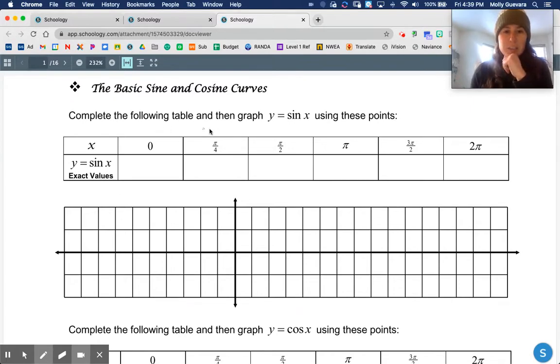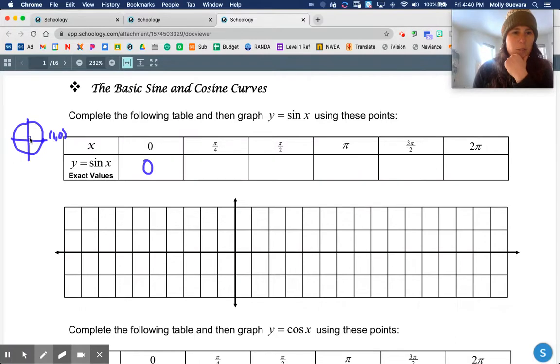Okay, so what we're going to do is complete this table, and then we're just going to plot those points. So we need to think about the unit circle. Remember that sine are your y values, right? So at 0 radians, so I'm just going to quickly draw our unit circle. Something like that. At 0 radians right here, this is the point 1, 0. So at 0 radians, the sine, the y value, is 0.